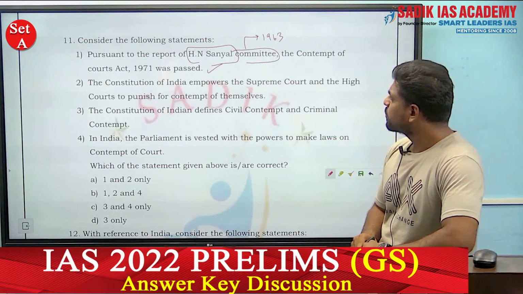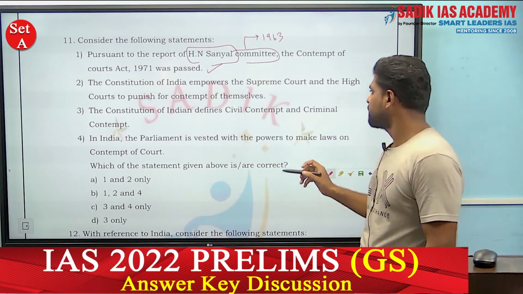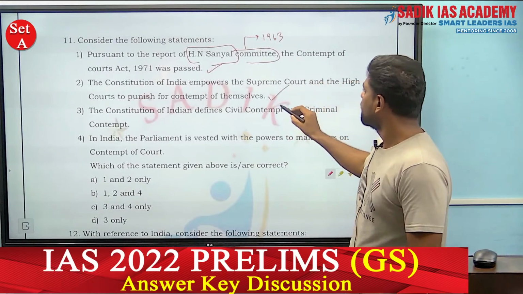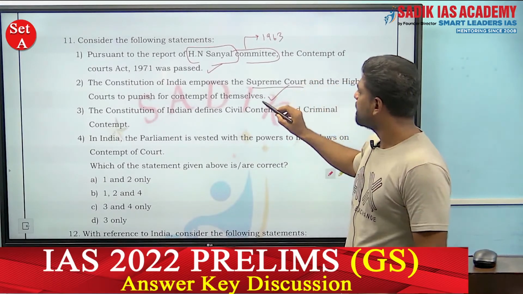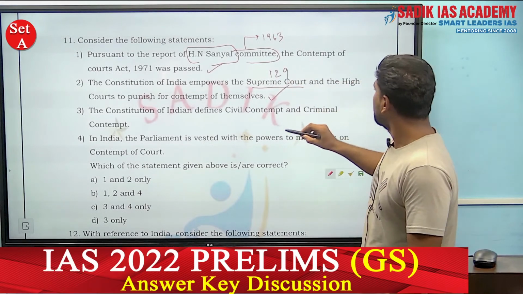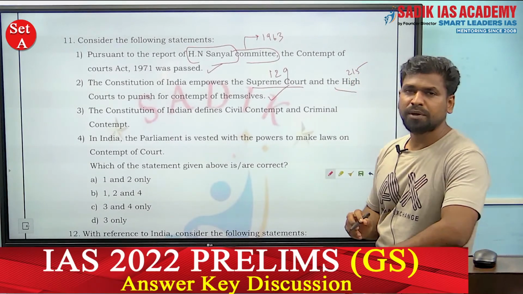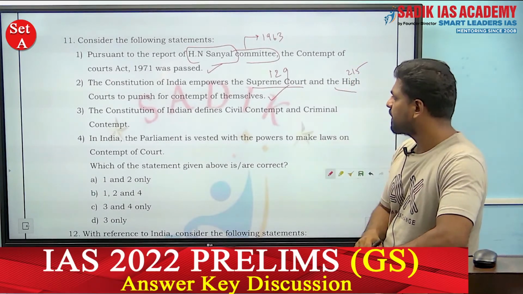Statement 2, the Constitution of India empowers the Supreme Court and the High Courts to punish for contempt of themselves. This statement is true. The Constitution of India empowers the Supreme Court through Article 129, and it empowers the High Courts through Article 215 to punish for contempt. Therefore statement 2 is also right.